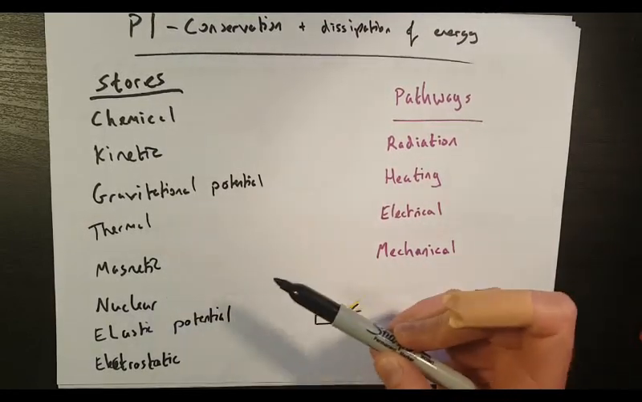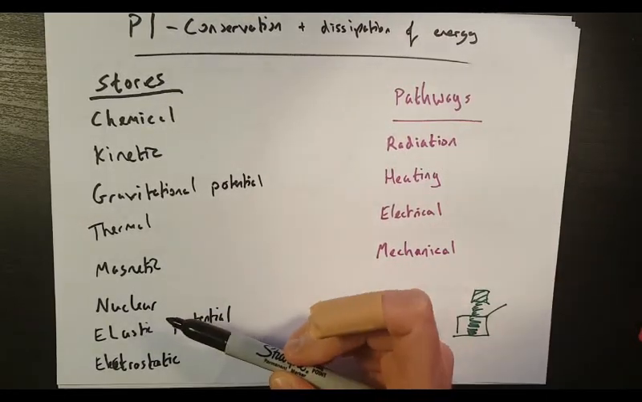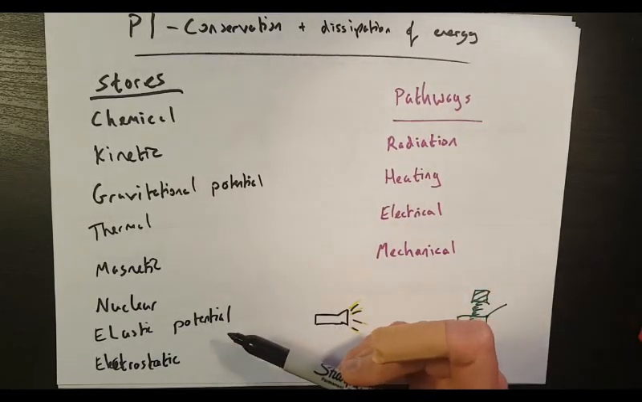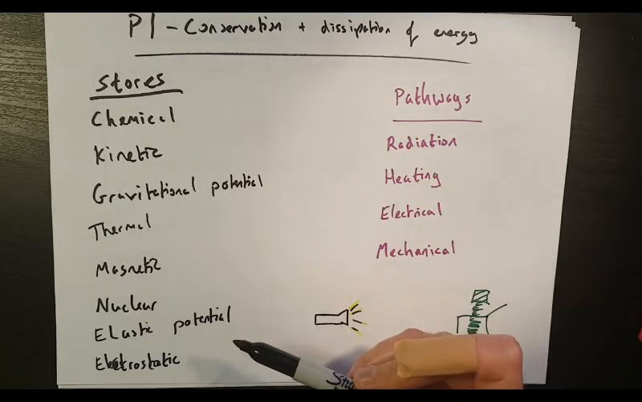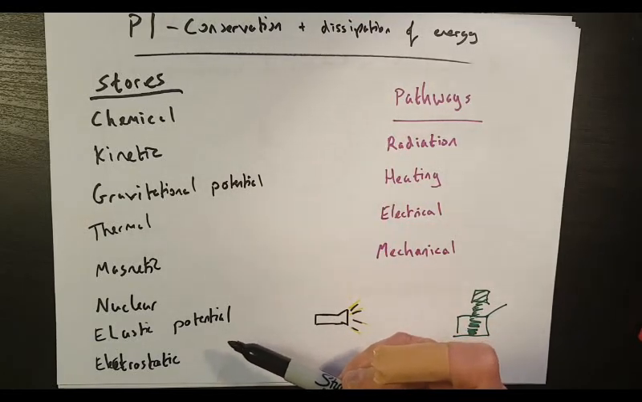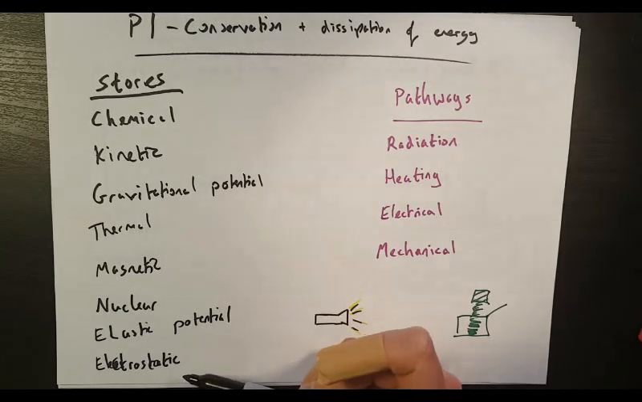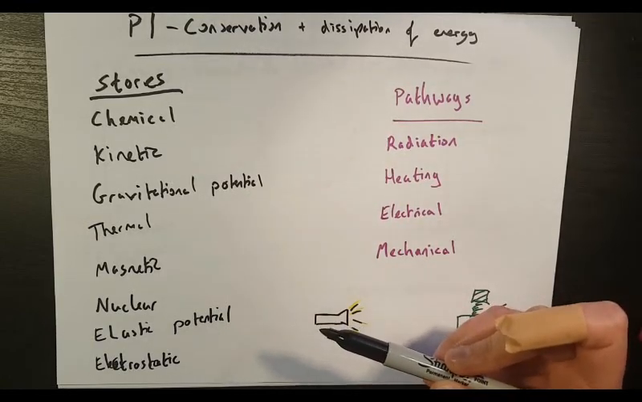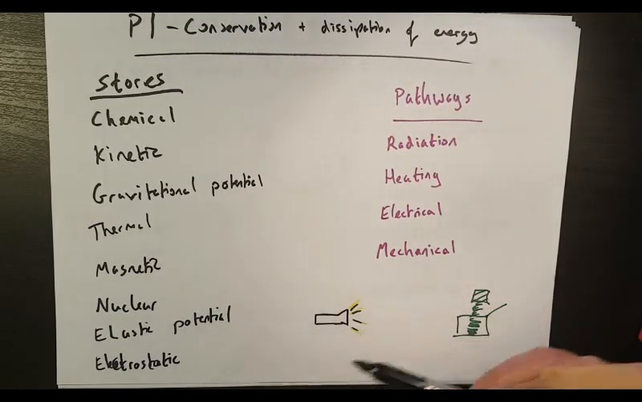Magnetic, there's a magnetic field between objects. Nuclear energy, which is the energy stored within the atom. Elastic potential, which is something like a spring that's been compressed or extended in some way, or a string that's been stretched. And electrostatic, so think of sticking a balloon to a wall, an object that's got an electrostatic field, an electric field between it.